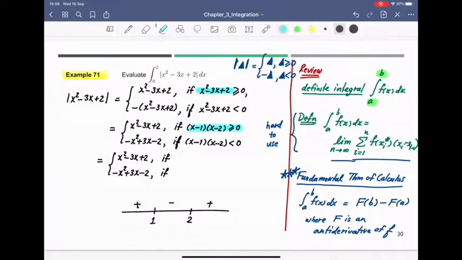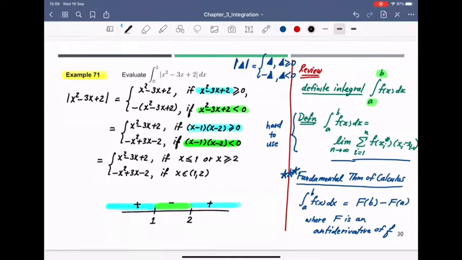So that means your answer for the inequality, when x minus 1 times x minus 2 is greater than or equal to 0, is going to be the one that I highlight in light blue. If it falls in between 1 and 2, it is going to be the case that I highlight in green. So if x is less than or equal to 1 or x is greater than or equal to 2, it's going to be that function. And when x is in between 1 and 2, this is going to be the second function.